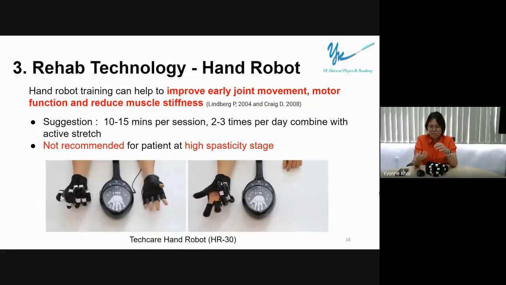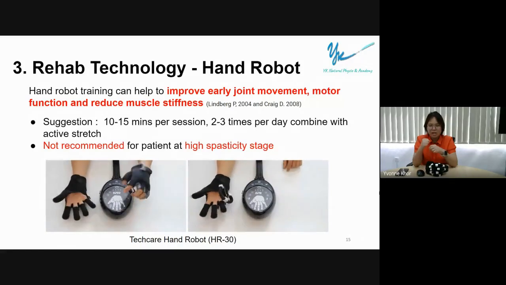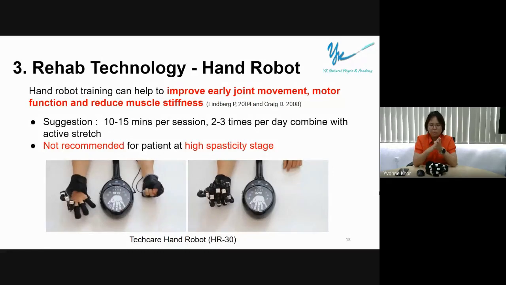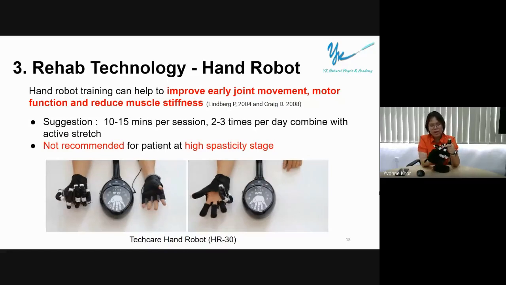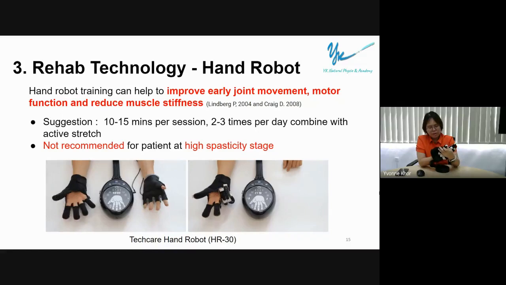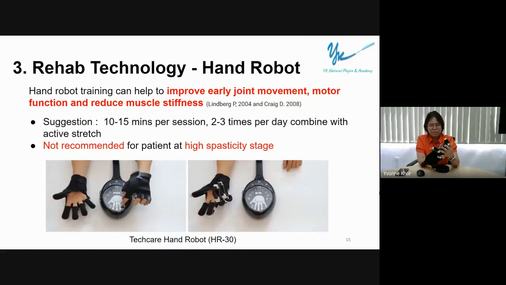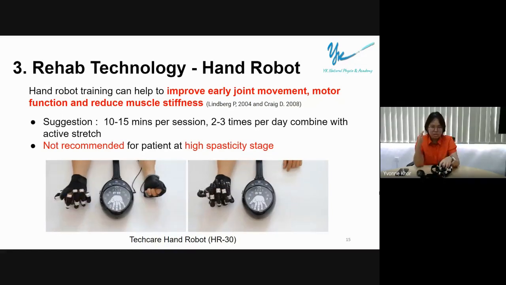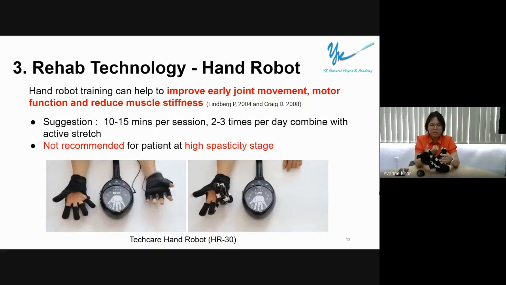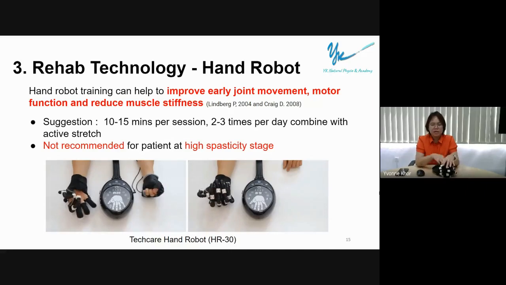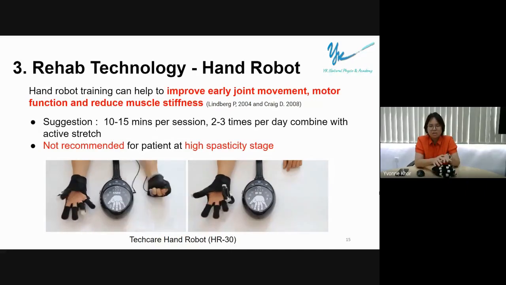Why? Because in a high spasticity stage, the finger is very tight, and they are not able to open up the finger. They cannot wear it because we need to put the fingers into the column inside. So for those high spasticity patients, it's better to go through passive stretch first, like just now, then slowly we'll use this for their treatment. And this hand robot is suggested 10 to 15 minutes per session, 2 times per day, combined with active stretch.